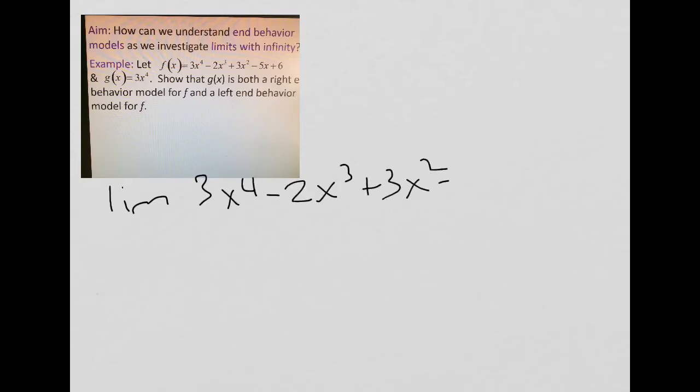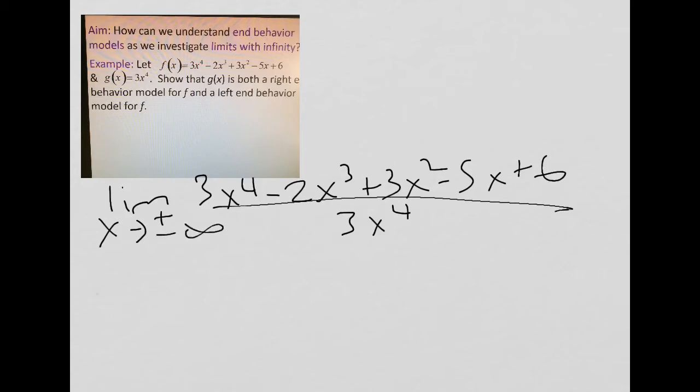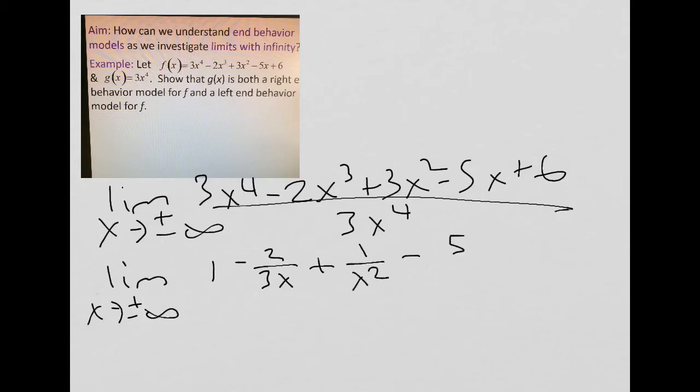I'm just writing out f of x over g of x. And so I'm going to divide each term by the 3x to the fourth. So that means that I'm just kind of simplifying my algebraic expression. I'm getting 1 minus 2 over 3x plus 1 over x squared minus 5 over 3x cubed plus 2 over x to the fourth.